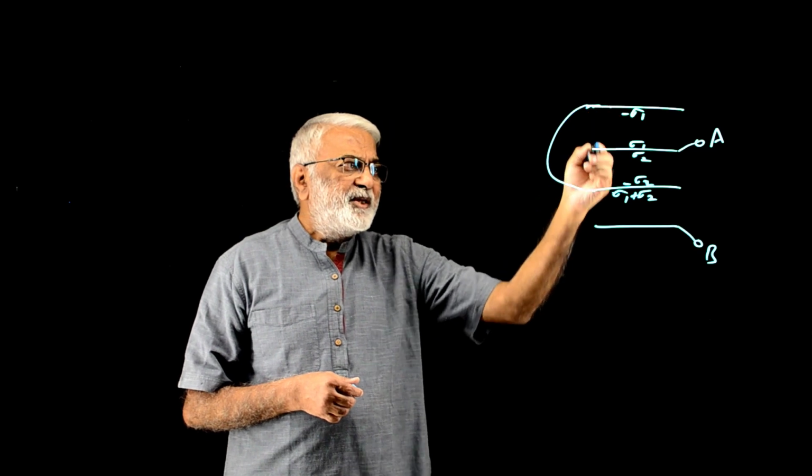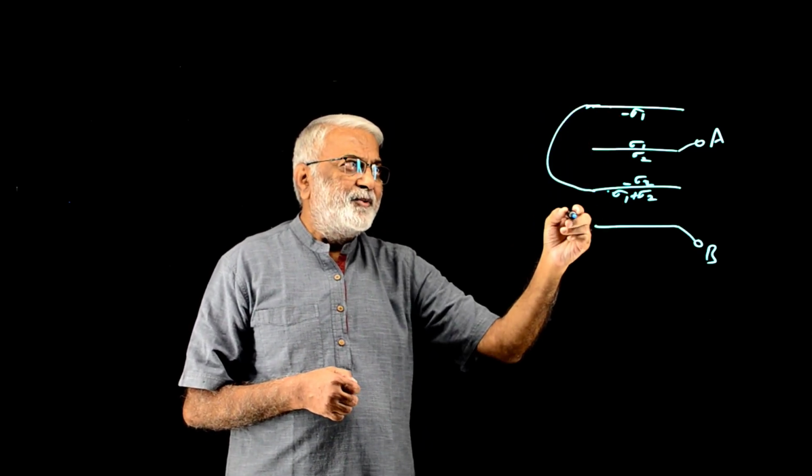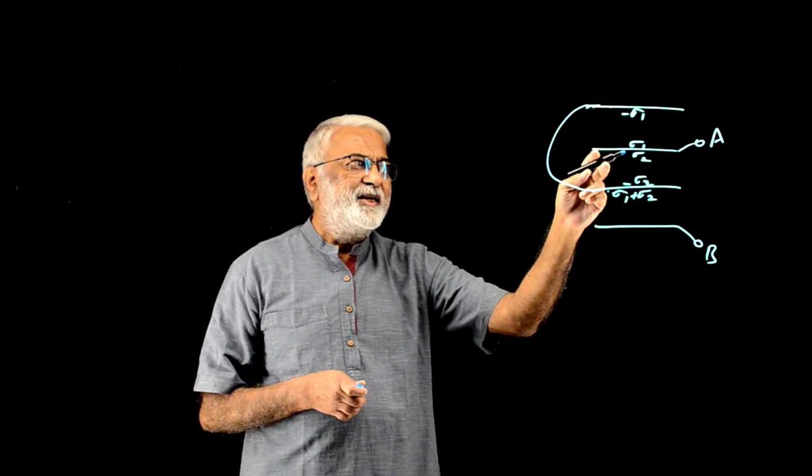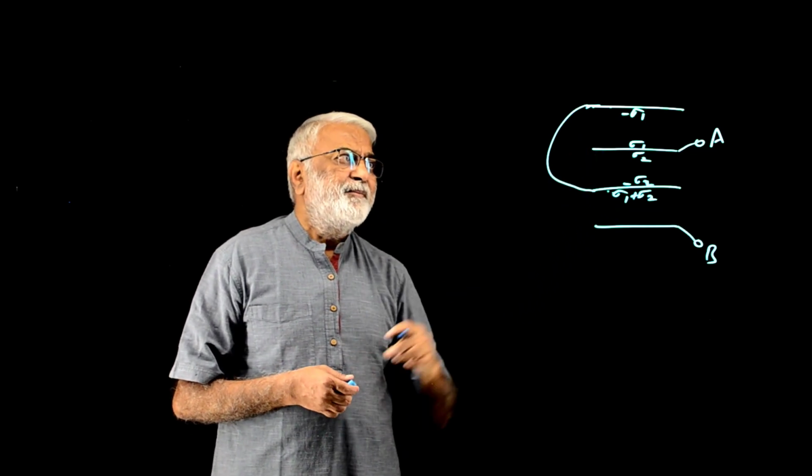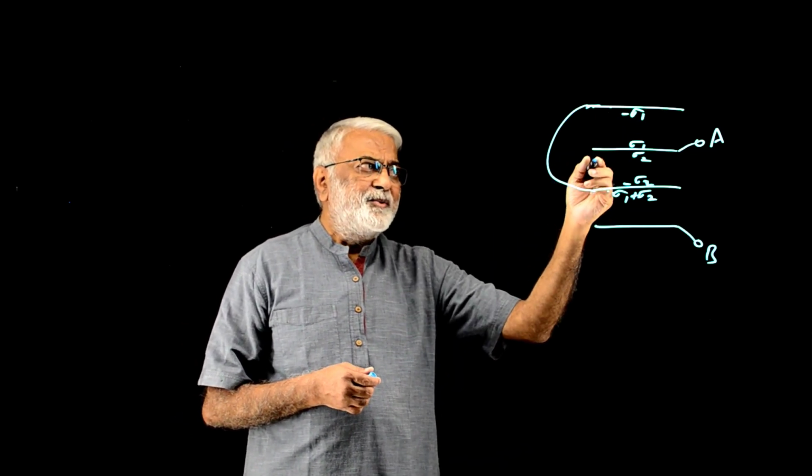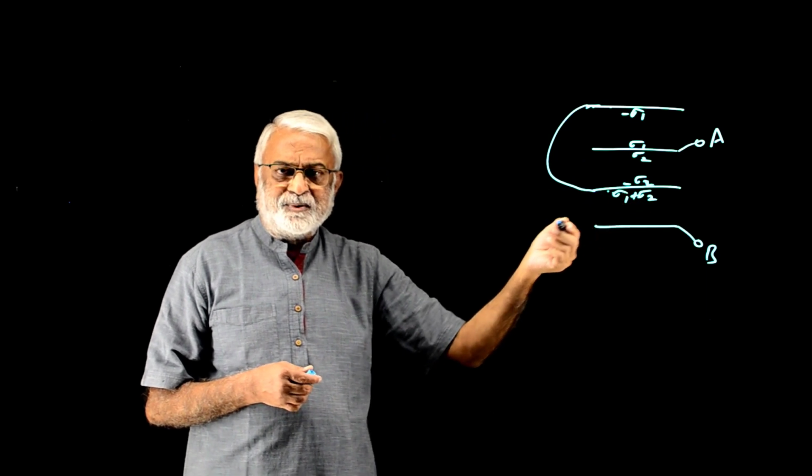And this potential and this potential are the same because they're connected. So what do we do there? The fields here and here must be equal. So you end up with sigma 1 by epsilon 0 equals sigma 2 by epsilon 0. How do you do that?